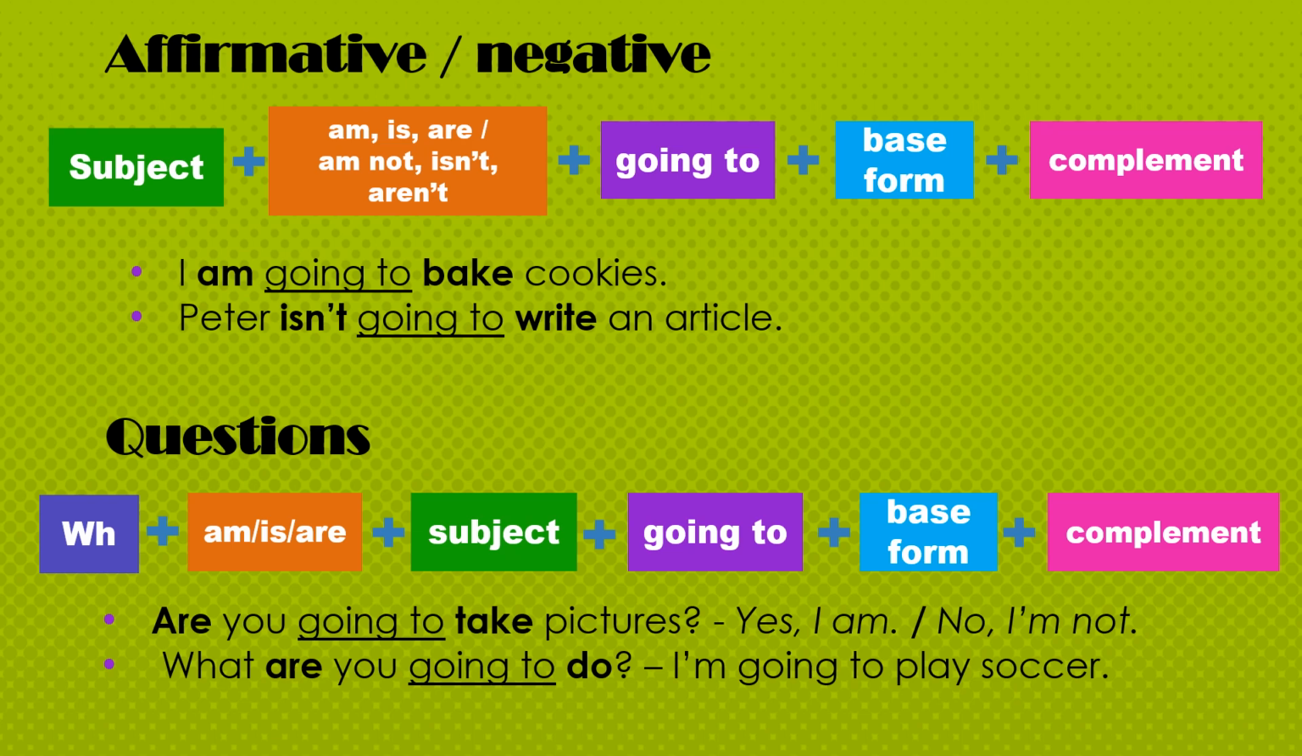If it's a negative sentence, it's the same structure. The only thing that is going to change is I'm not, isn't, and aren't. Then going to, base form of the verb, and the complement. Peter isn't going to write an article. Peter no va a escribir un artículo.